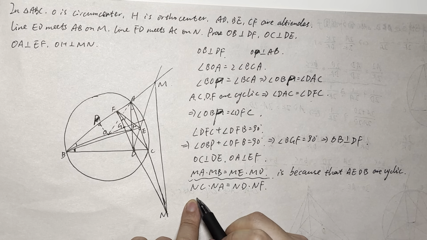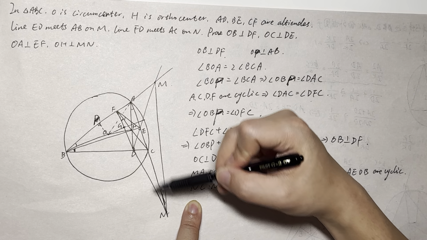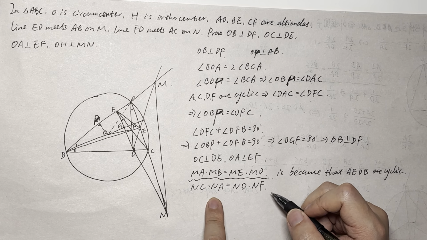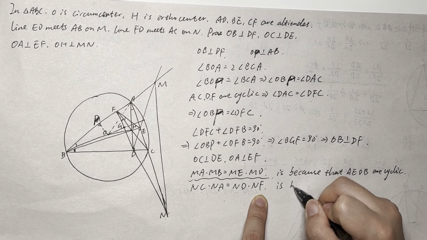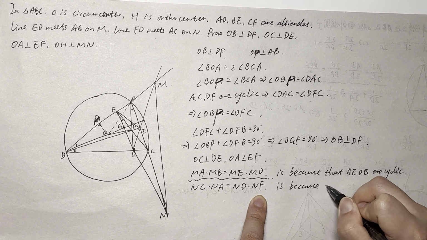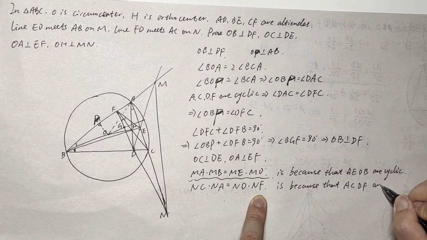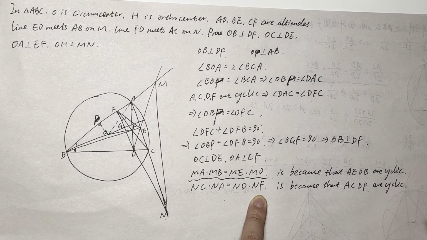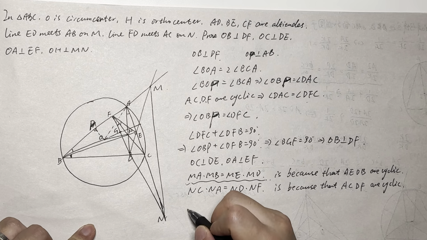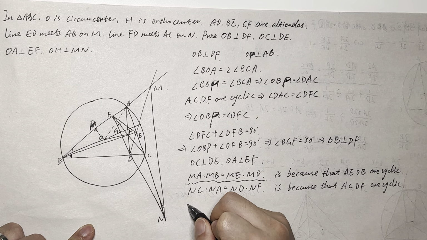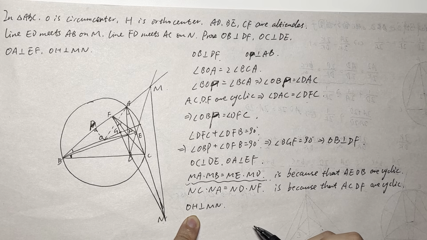Right? And this one, NC times NA equals ND times NF. NC times NA equals ND times NF is because ACDF are cyclic. Right? And think about that, we want to prove OH to be perpendicular with MN.